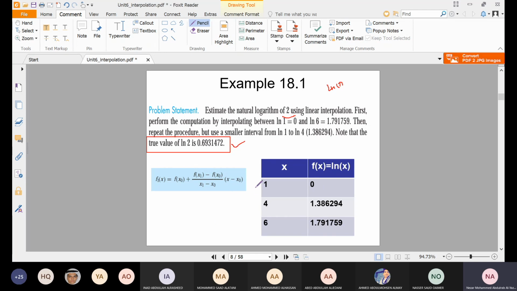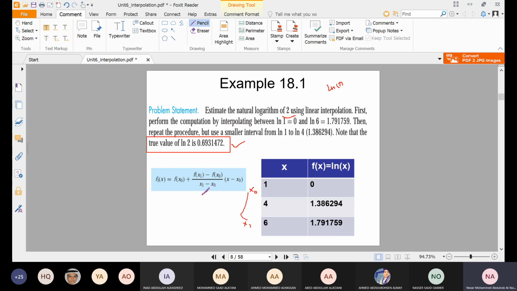So for example, if I start with this one, I assume this is my x0 and this is x1. I take the L1 point data, this is x0 and 6 as x1. So in this interval, I will include 2. So 2 is intermediate in this interval, but I take the maximum interval. I try to estimate the value of 2. I will take this one first.